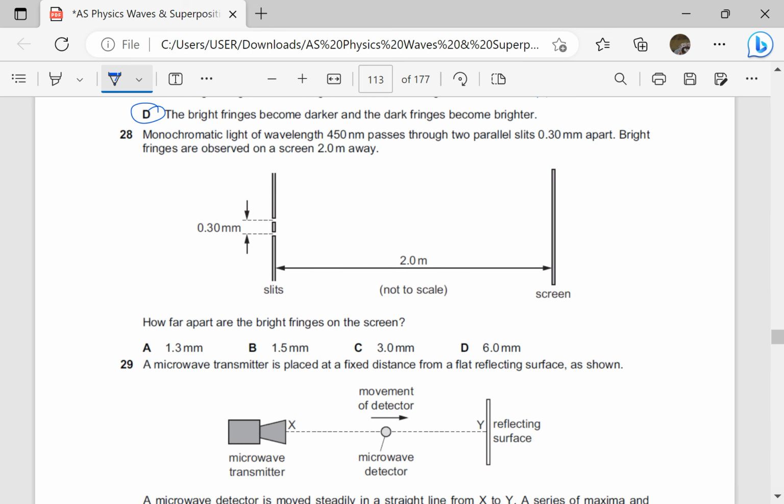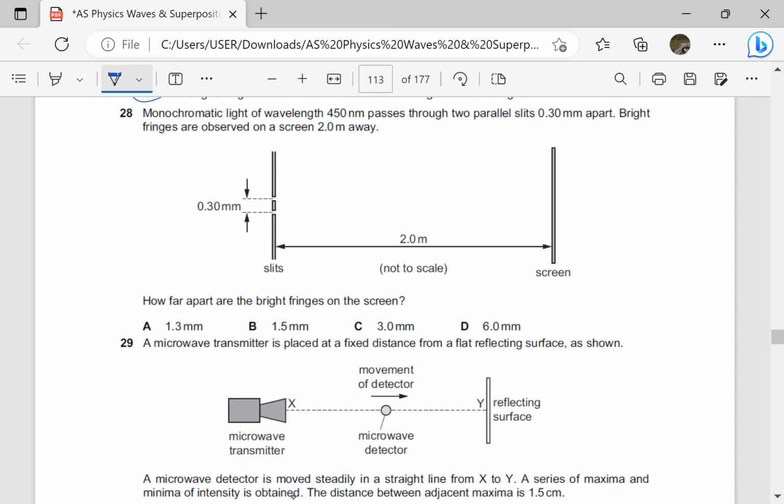Monochromatic light of wavelength 450 nanometers passes through two parallel slits 0.3 millimeters apart. Bright fringes are observed on a screen 2 meters away. How far apart are the bright fringes?